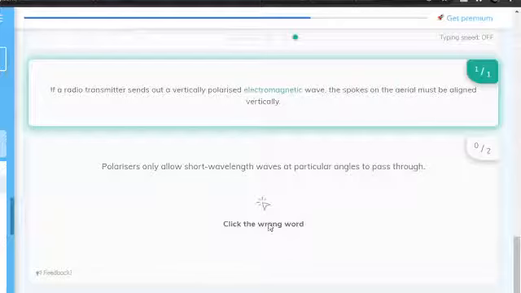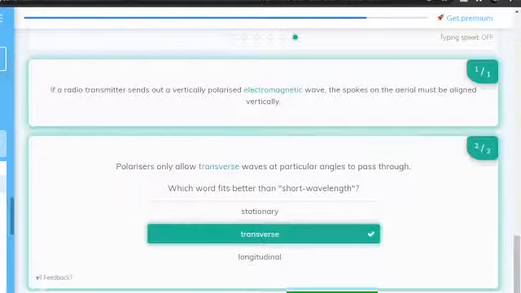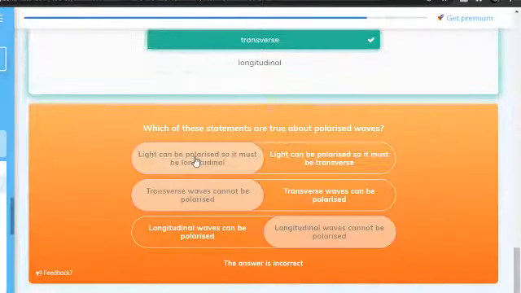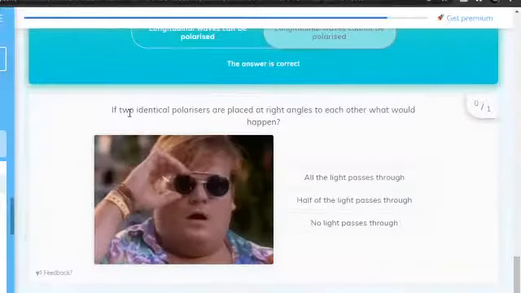Polarizers only allow waves at particular angles to pass through. Is it short wavelengths? Pretty sure it's just transverse waves. Longitudinal can't, you physically can't. Okay, if two identical polarizers are placed at right angles to one another, what would happen? No light will pass through. It just wouldn't work, because it would go through one way, then it would just stop at the next one.